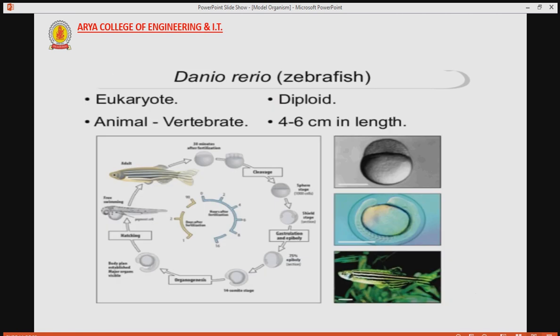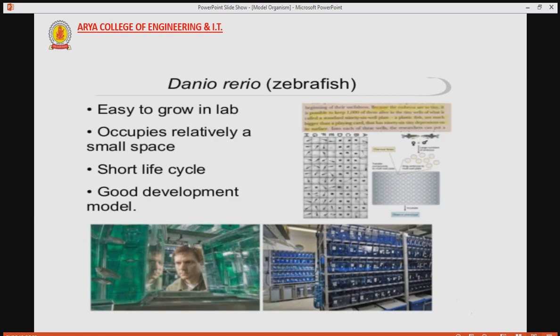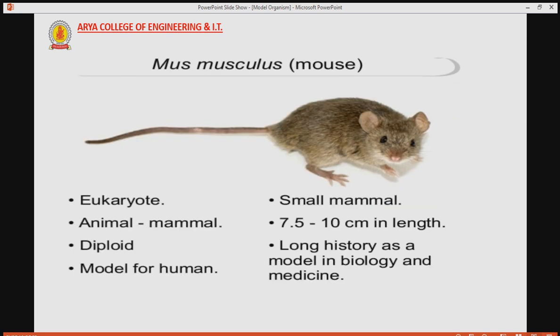Next is zebrafish, that is Danio rerio. It is eukaryotic with a well developed nucleus, and belongs to the animal vertebrates. It can be easily grown in the lab. It also occupies very little space. Its life cycle is short and it is a good development model. Now it is being developed a lot.